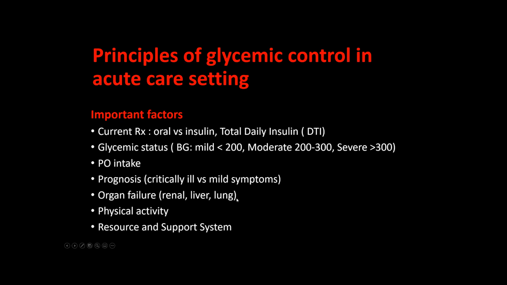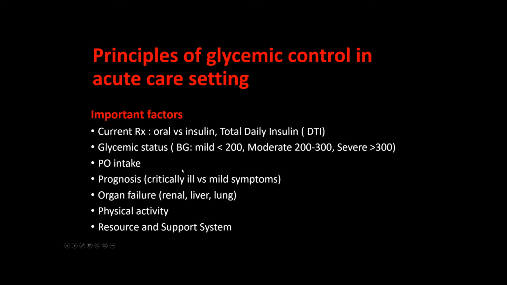Is it mildly uncontrolled, moderately uncontrolled, or severe? These are very much arbitrary. I'd use somewhere around 200. Less than 200 is okay, it's very mild. Moderate is less than 300. Of course, more than 300 is severely uncontrolled.